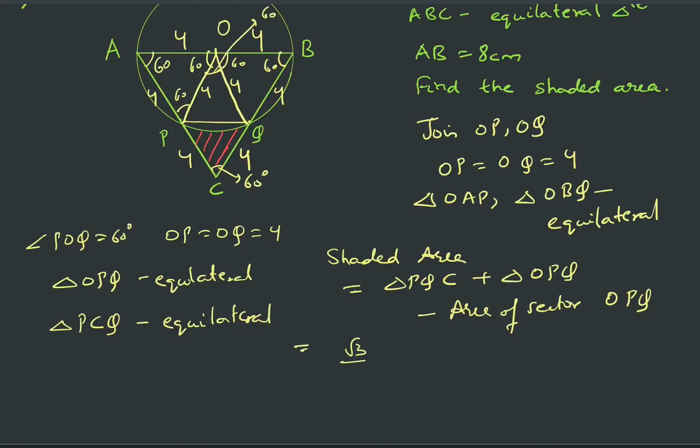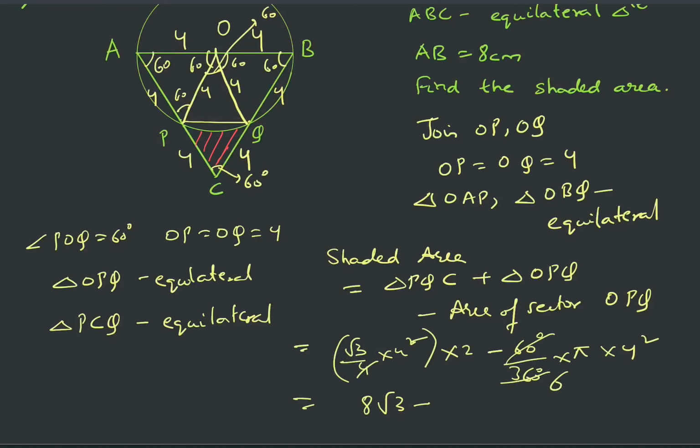So area of equilateral triangle is root 3 by 4 side square. So root 3 by 4 into 4 square, and it's the same for triangle OPQ, so I am just multiplying it by 2. And area of sector OPQ is 60 degrees by 360 degrees into pi into r square, that is 4 square. So this will give you 8 root 3 minus, so this is 6 and this is 16, so 16 pi by 6, which is 8 pi by 3. Fine, so this will be the area of the shaded region.